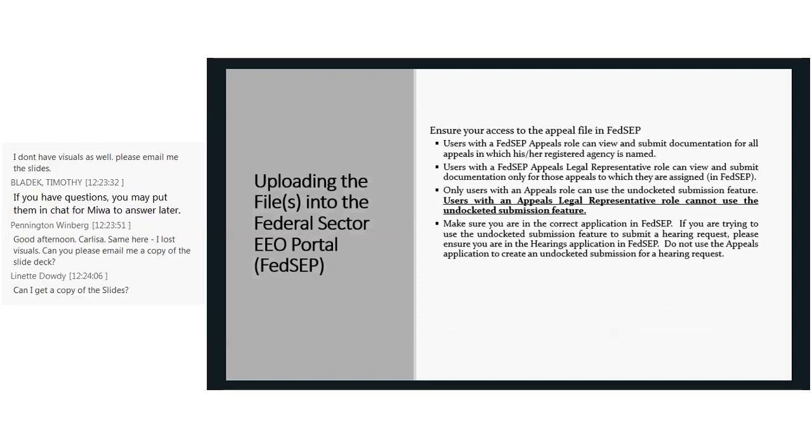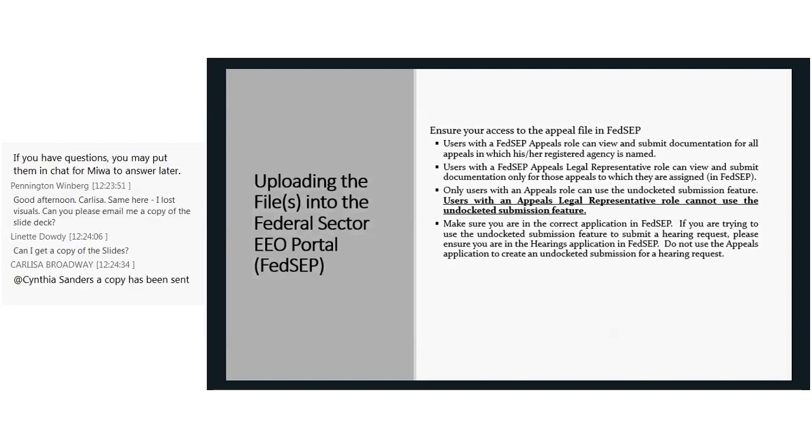Finally, ensure your access to the appeal file in FedSep. Users with the FedSep appeals role can view and submit documentation for all appeals in which his or her registered agency is named. Users with the FedSep appeals legal representative role can view and submit documentation only for those appeals to which they are assigned in FedSep. Also, only users with an appeals role can use the undocketed submission feature. Users with an appeals legal representative role cannot use the undocketed submission feature.